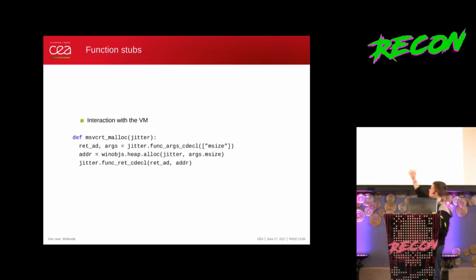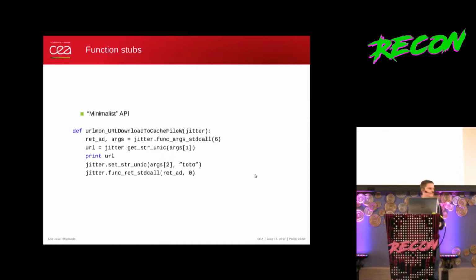So for instance, this is a malloc. We just add a new memory page. And why are we doing this? It's because we can implement minimalist APIs. So for instance, for URLDownloadToCacheFile, we just take the URL and say, okay, it works, no problem. And the output is in the file named Toto, because we're French.